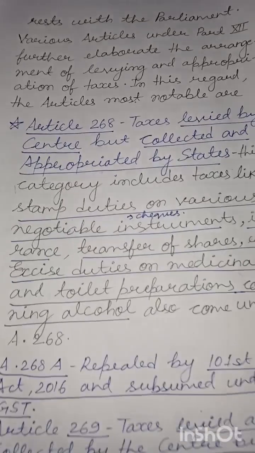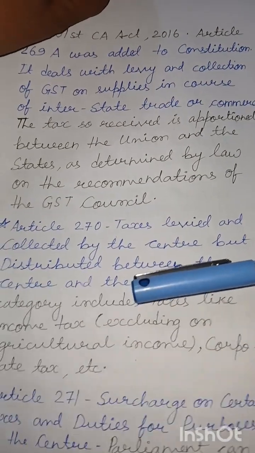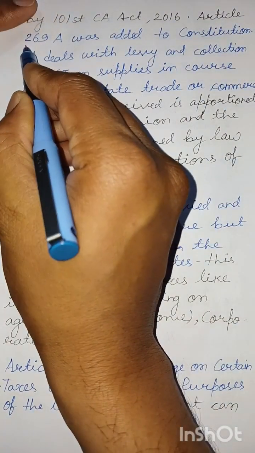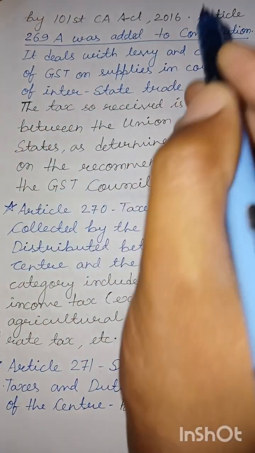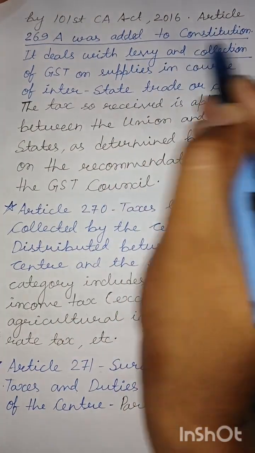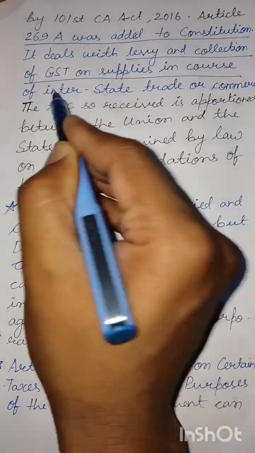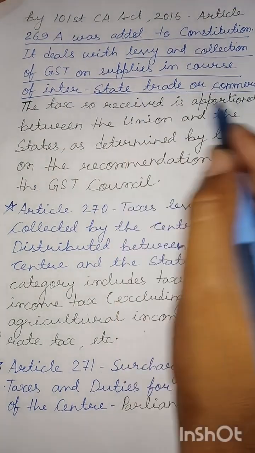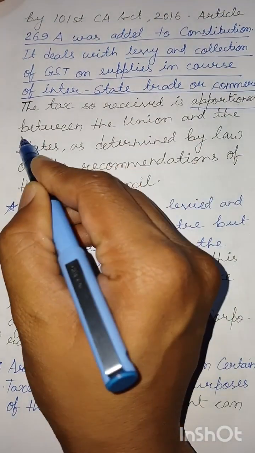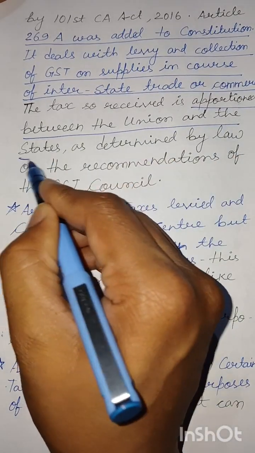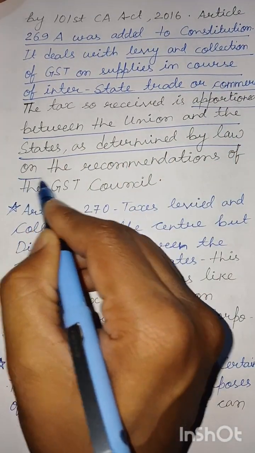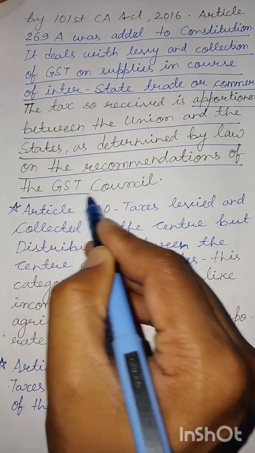Article 269 was amended by the 101st Constitutional Amendment Act of 2016, which introduced Article 269A. It deals with levy and collection of GST on supplies in the course of interstate trade or commerce. The tax so received is apportioned between the Union and the states as determined by law, that is, as determined by parliamentary law, on the recommendations of the GST Council.